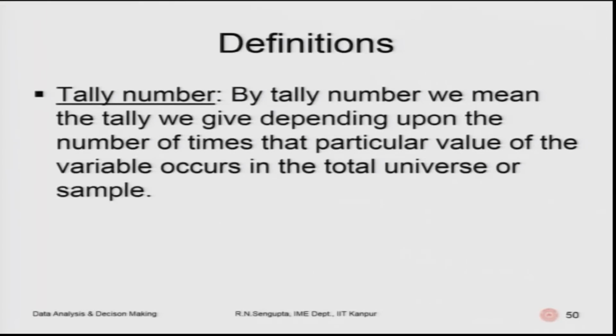Now, what are tally numbers? By tally numbers we mean the tally we give depending upon the number of times a particular value or variable occurs in the total universe or sample. Depending on the value, we count the tally marks and say what the frequency of occurrence of a particular value is.